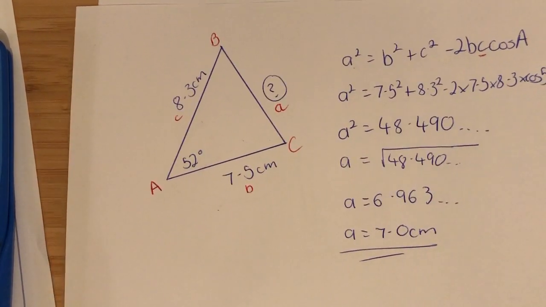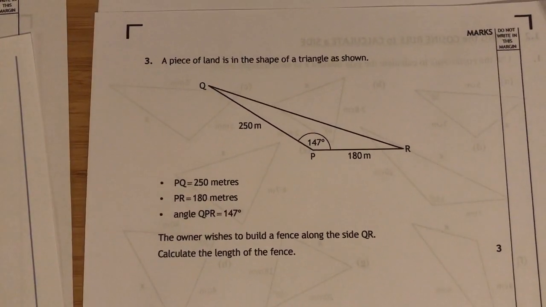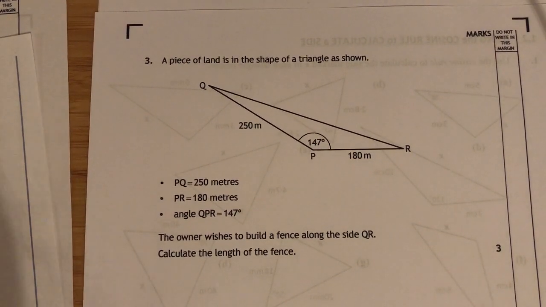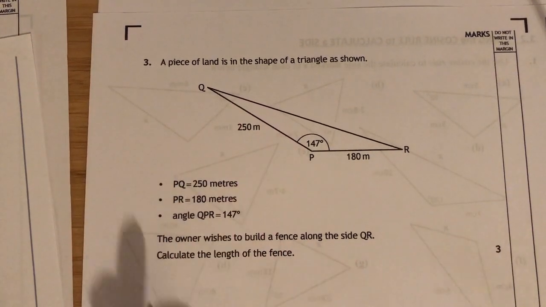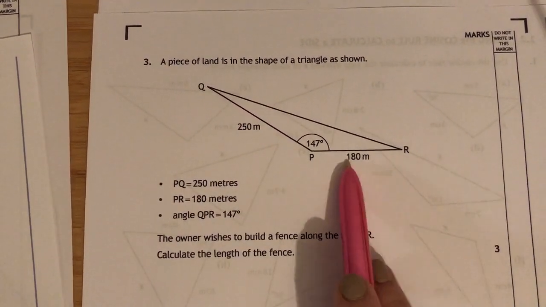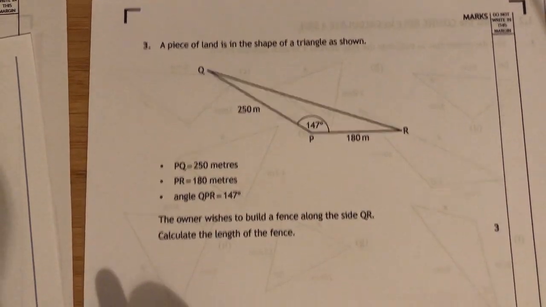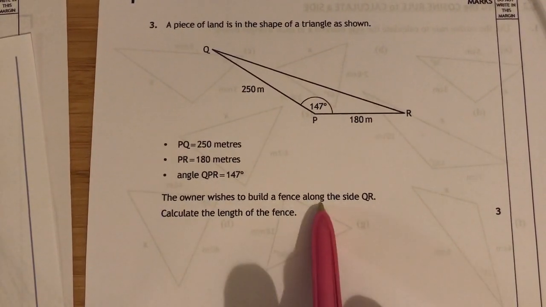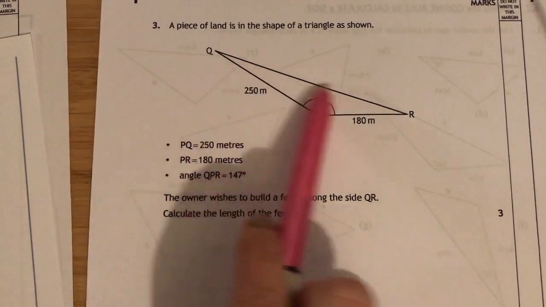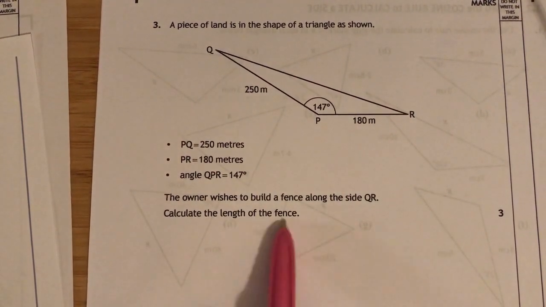I'm going to look at two past paper questions now. Okay, so this first one has got a few more words around it. A piece of land is in the shape of the triangle as shown. PQ is 250 metres, that's been marked in. PR 180 metres, that's also been marked in. And angle QPR is 147 degrees. The owner wishes to build a fence along the side QR. Calculate the length of the fence.